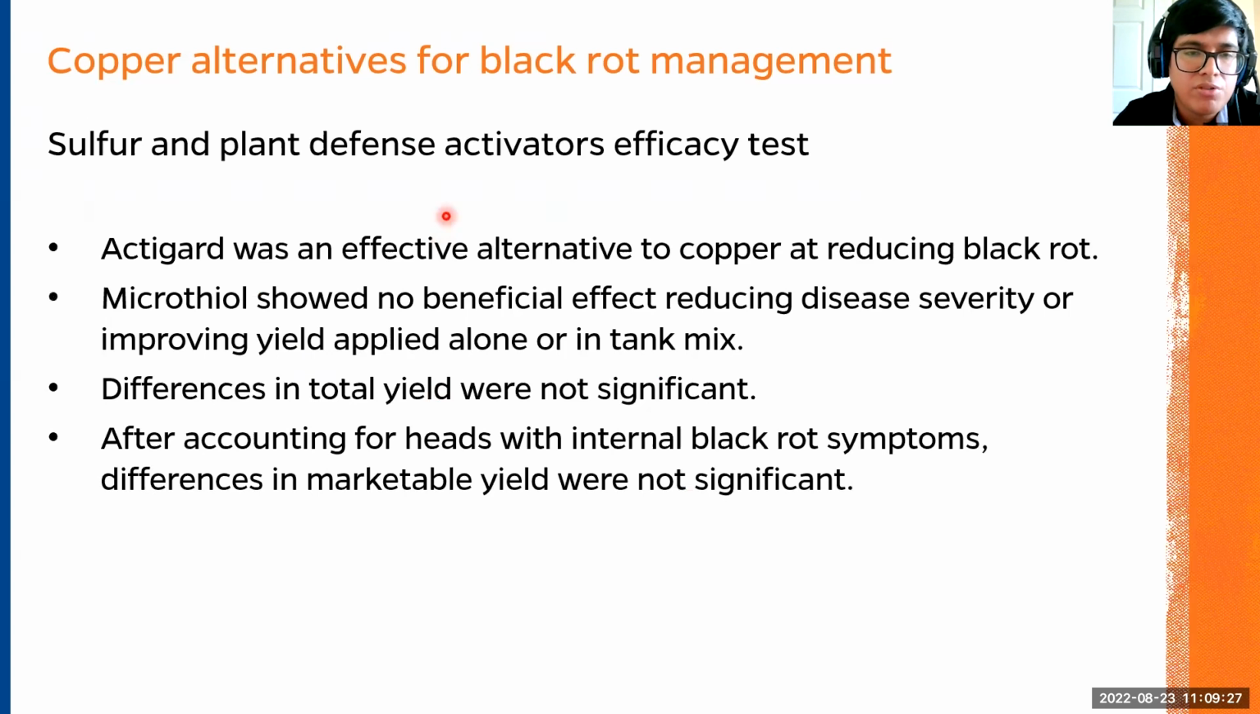So some important points to remember for this first part is that Actigard was a very effective alternative to copper to reduce the black rot disease. Also, Microthiol showed no beneficial effect reducing disease severity or improving the yield, applied either alone or in tank mix. Also, there was no significant difference among the treatments in total yield or in marketable yield.